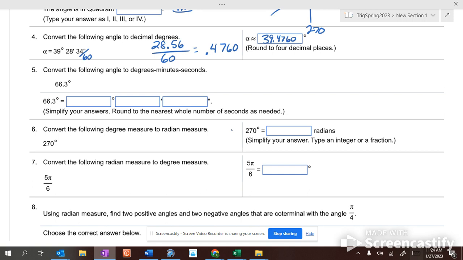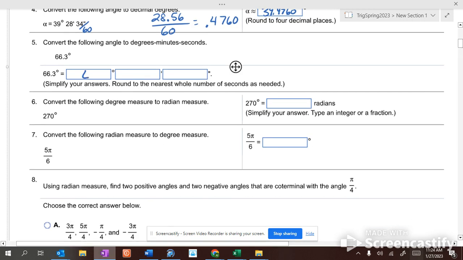So you divide by 60, add that on to the minutes. Take the minutes, divide by 60, and add that on to the degrees. Okay, 66.3 degrees is 66 degrees. 0.3 times 60 is what? 18. 18 minutes and 0 seconds. Now, if there's a decimal part on this 18 minutes, take the decimal part times 60 to find the seconds.